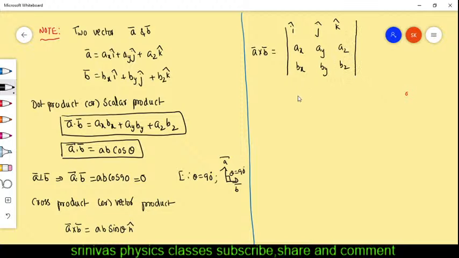Right, okay. Next, how to find this out? You know already: i into something we have to write. What do we have to do here? We have to close the column and row of the i column, i row. Then the remaining is ax, ay, bx, by.